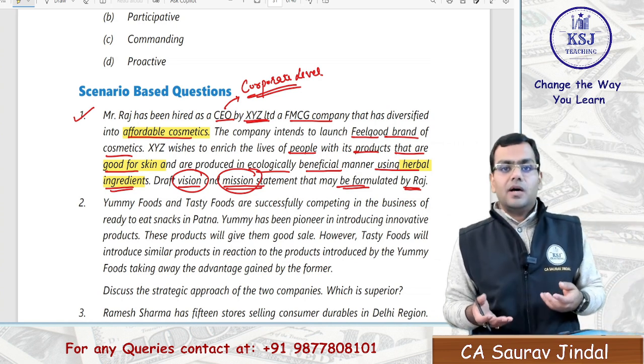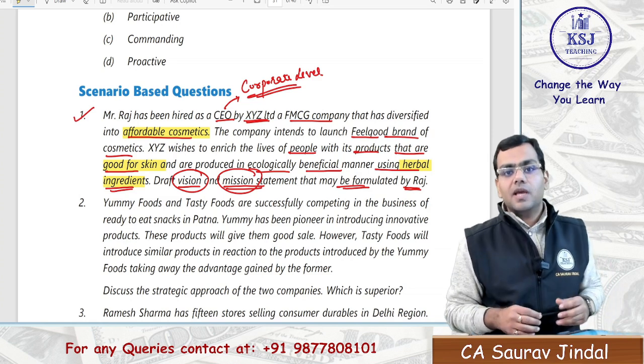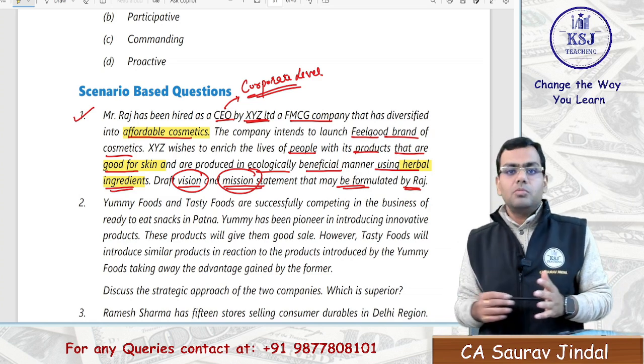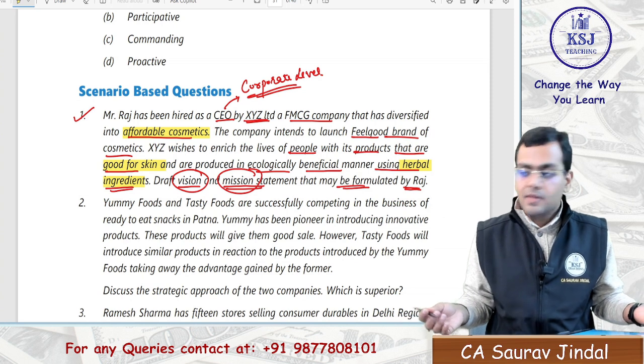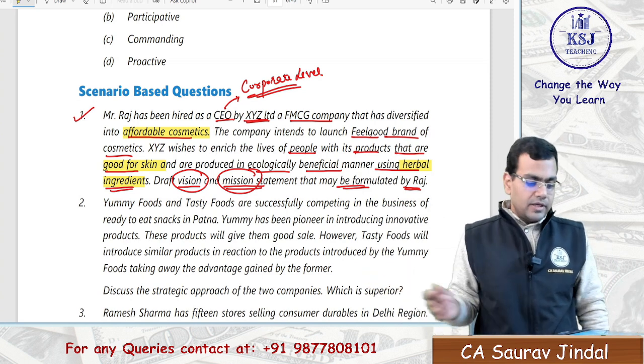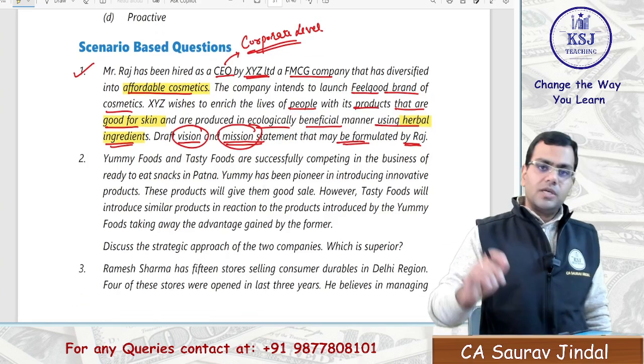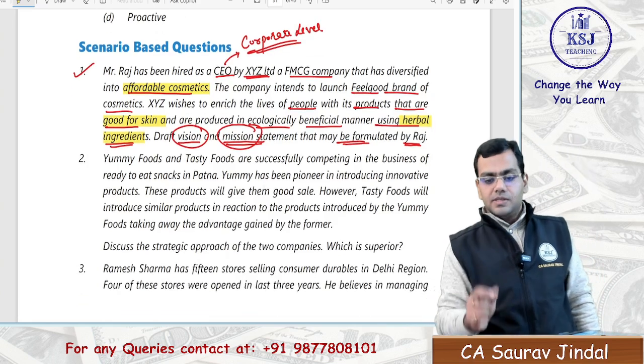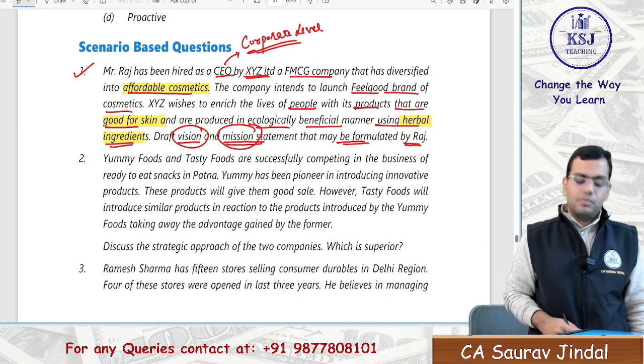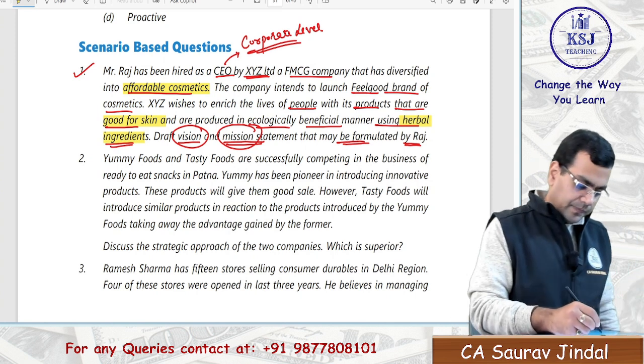Herbal means what? Herbal means that they are not going to use harmful chemicals, and those things are going to be useful for the people. As simple as that. So this is the first scenario-based question. Basically, the thing is how to present it. That is the main important point. Come to the second one.